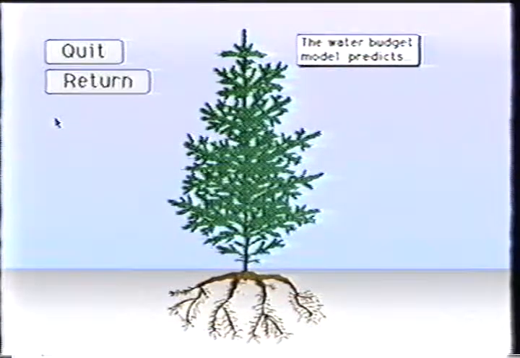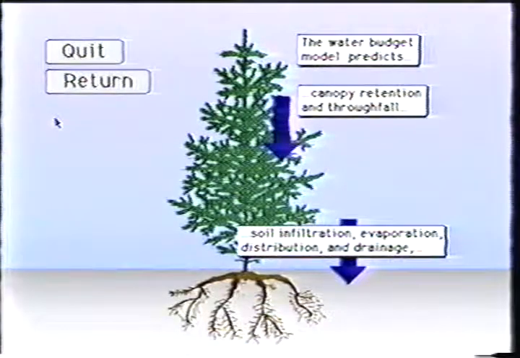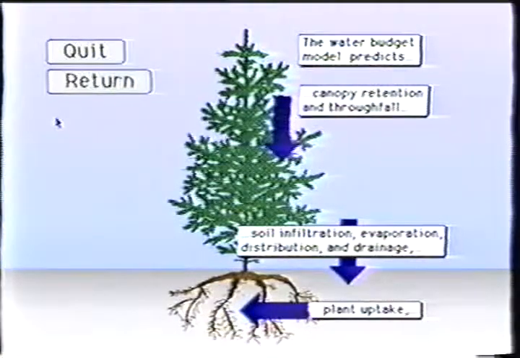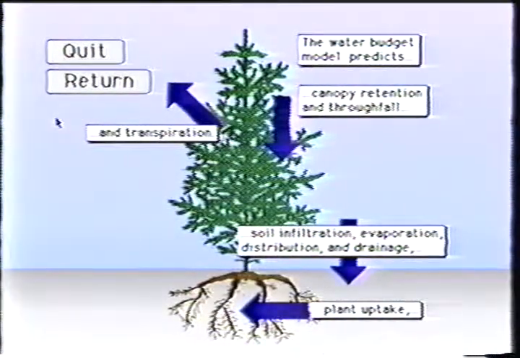The water budget model predicts canopy retention and throughfall, soil infiltration, evaporation, distribution, and drainage, plant water uptake, and finally, transpiration.